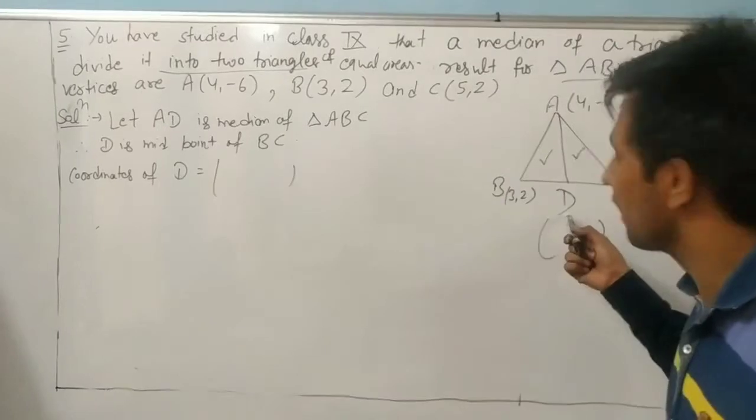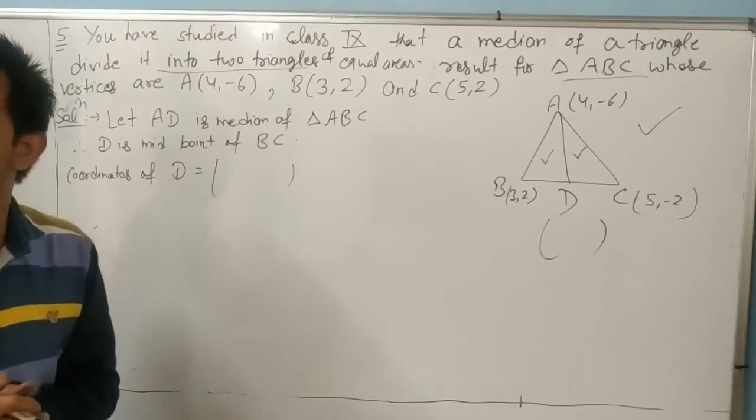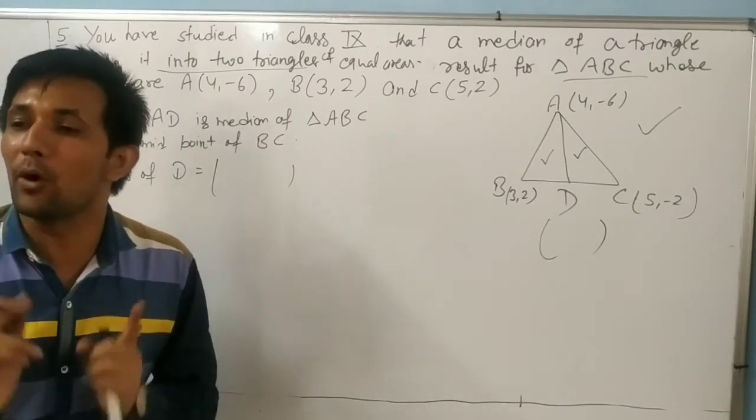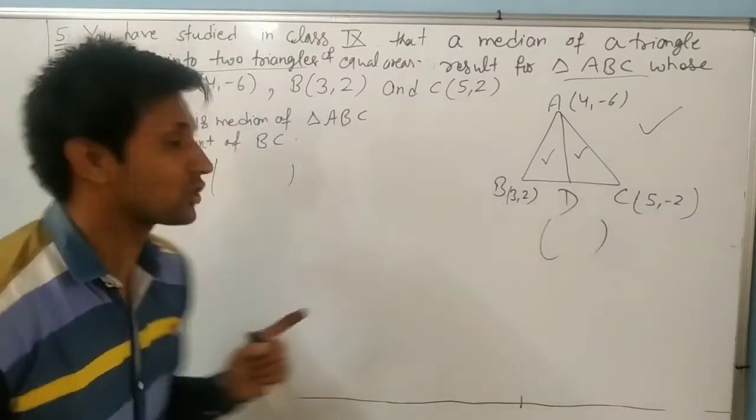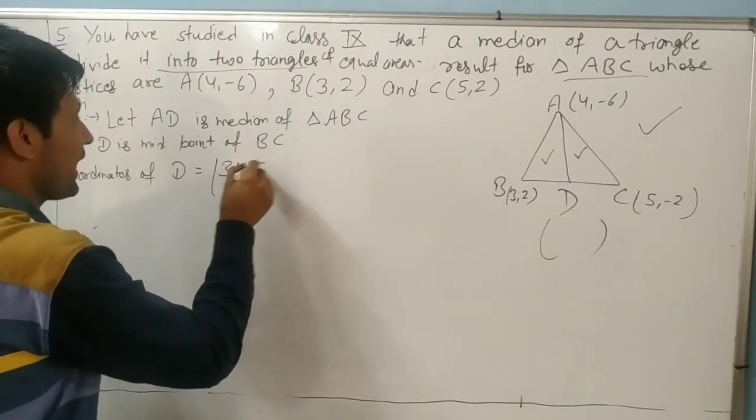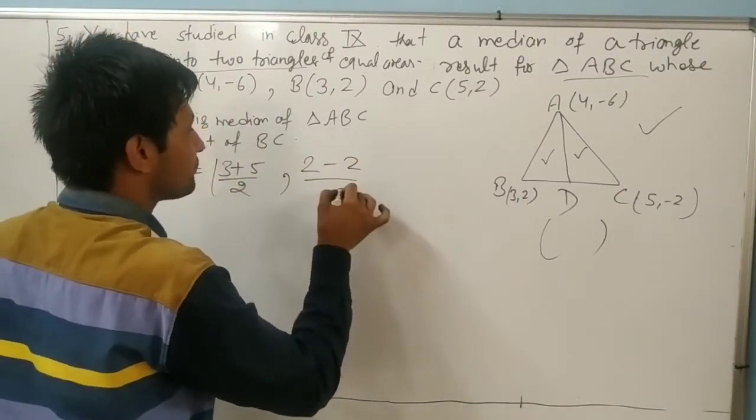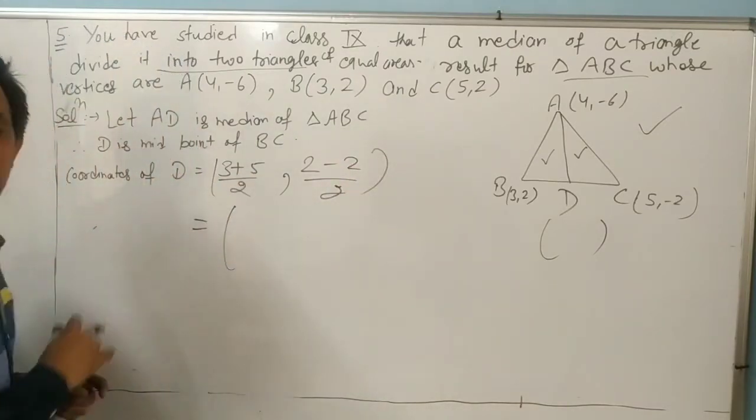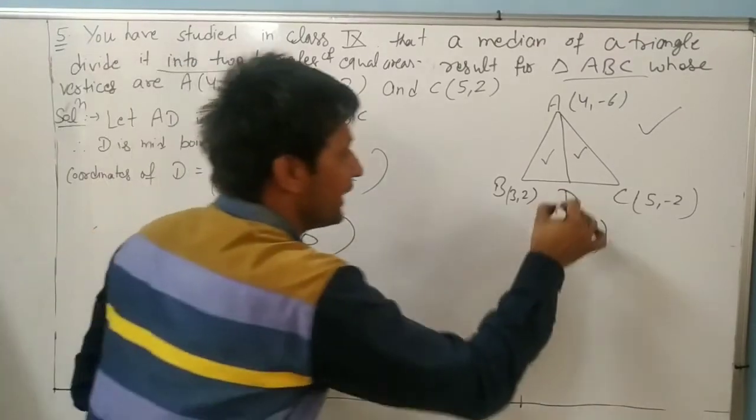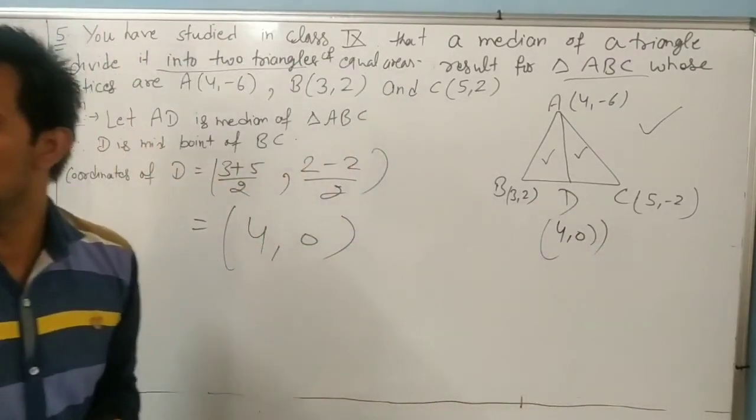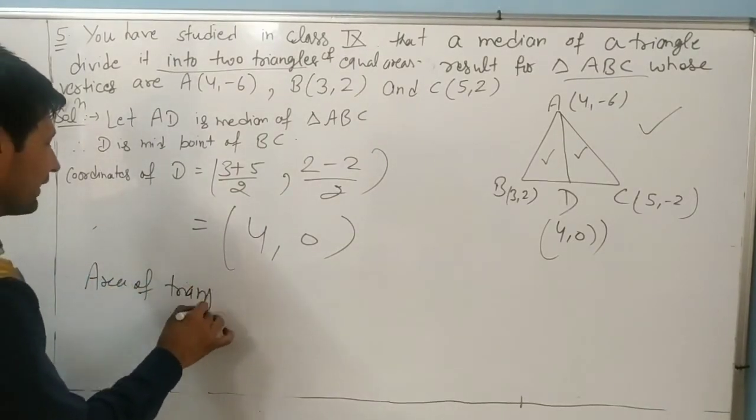So first we will find the coordinates of D. D is the midpoint. How will you find the coordinates? By using the midpoint formula. The midpoint of BC is (x1 plus x2) divided by 2, comma, (y1 plus y2) divided by 2. That is 3 plus 5, 8, divided by 2, 4. And 2 minus 2, 0. So the coordinates of D are (4, 0).